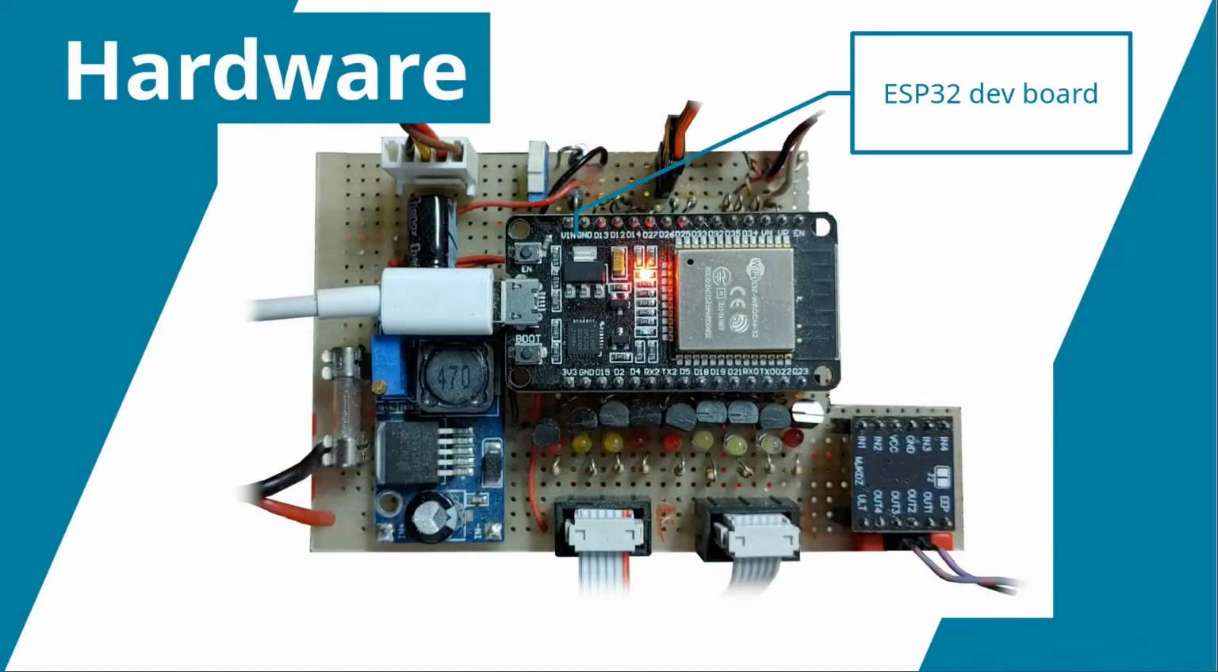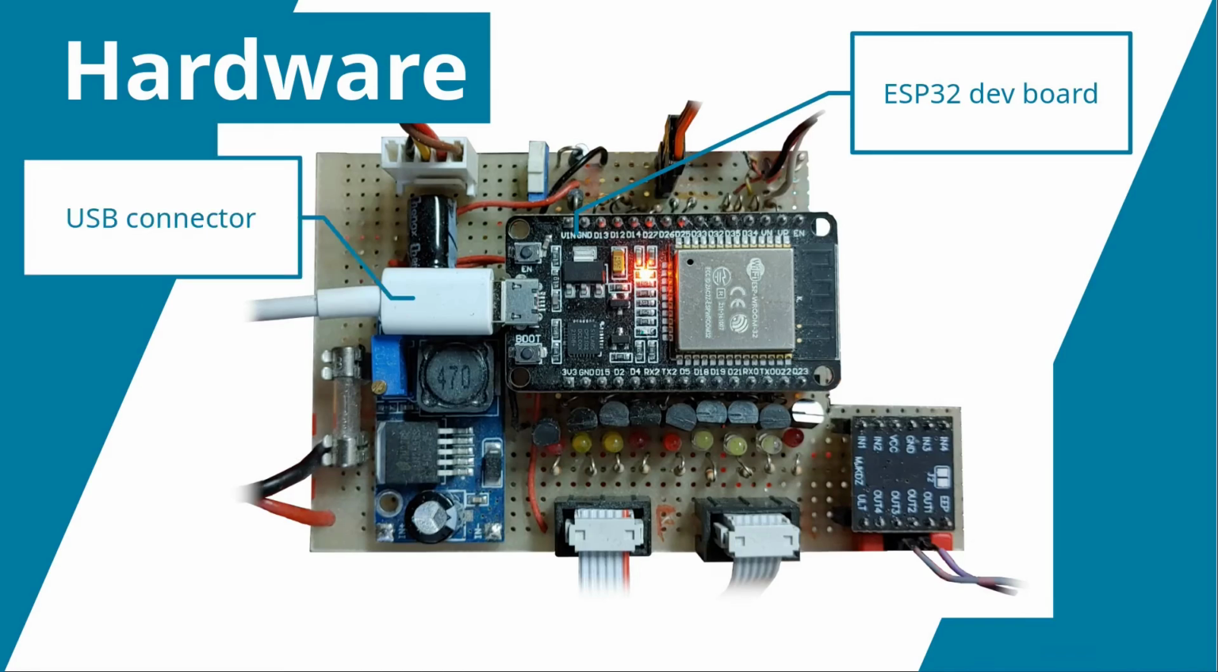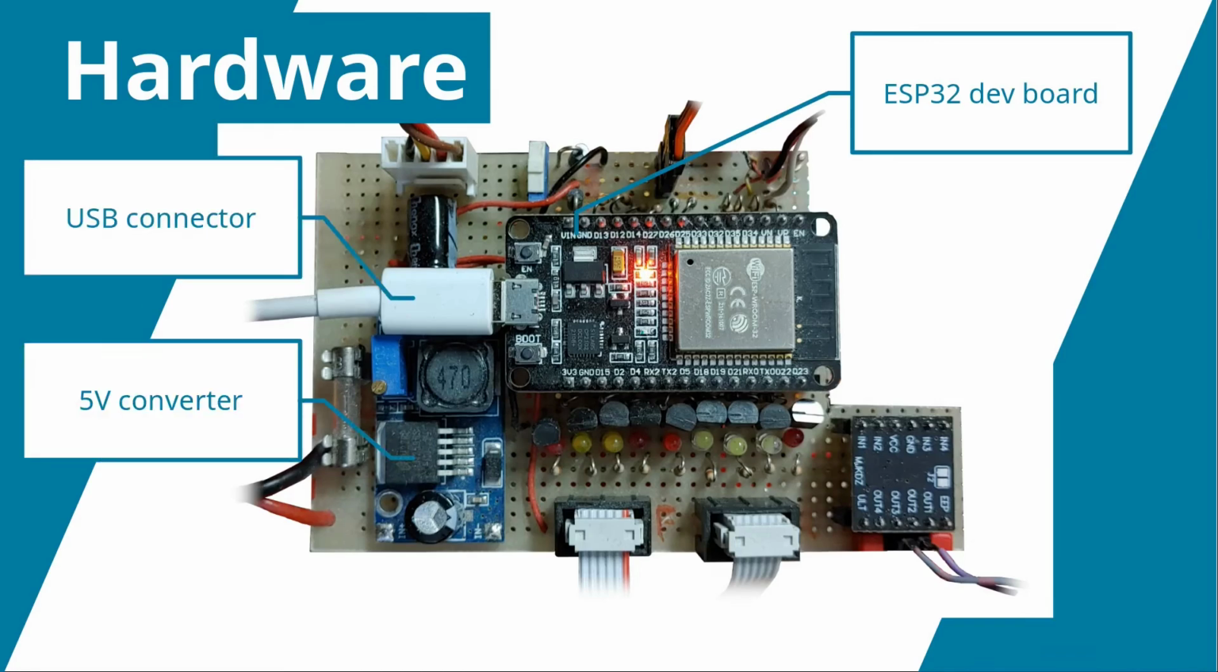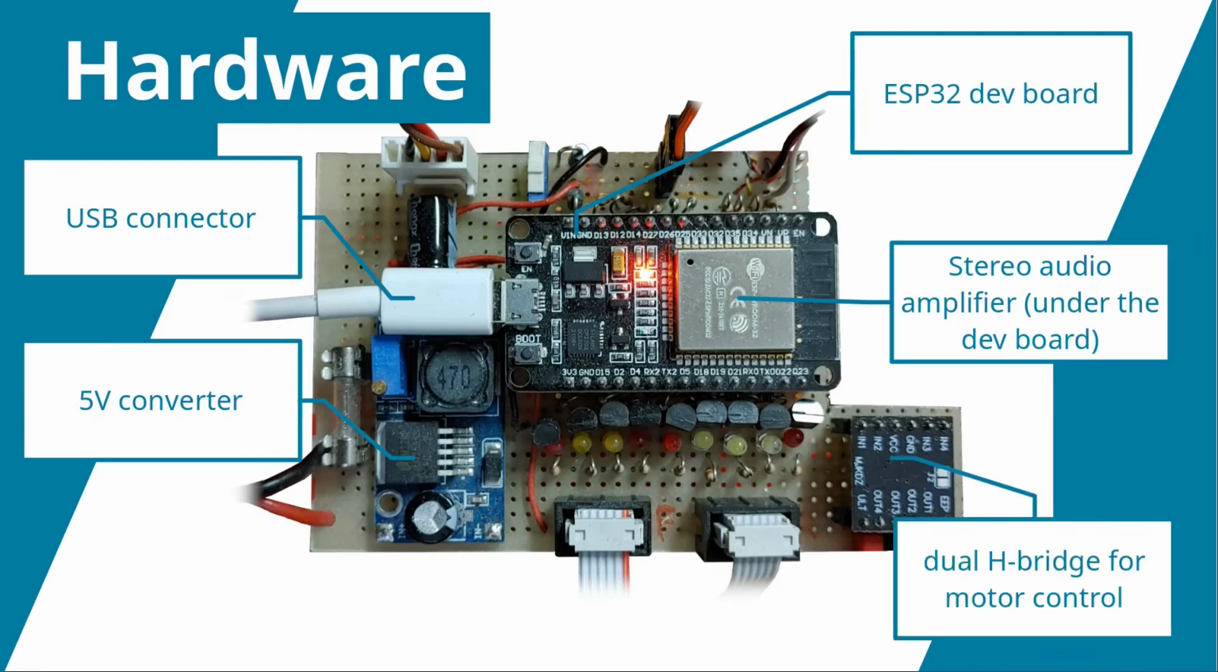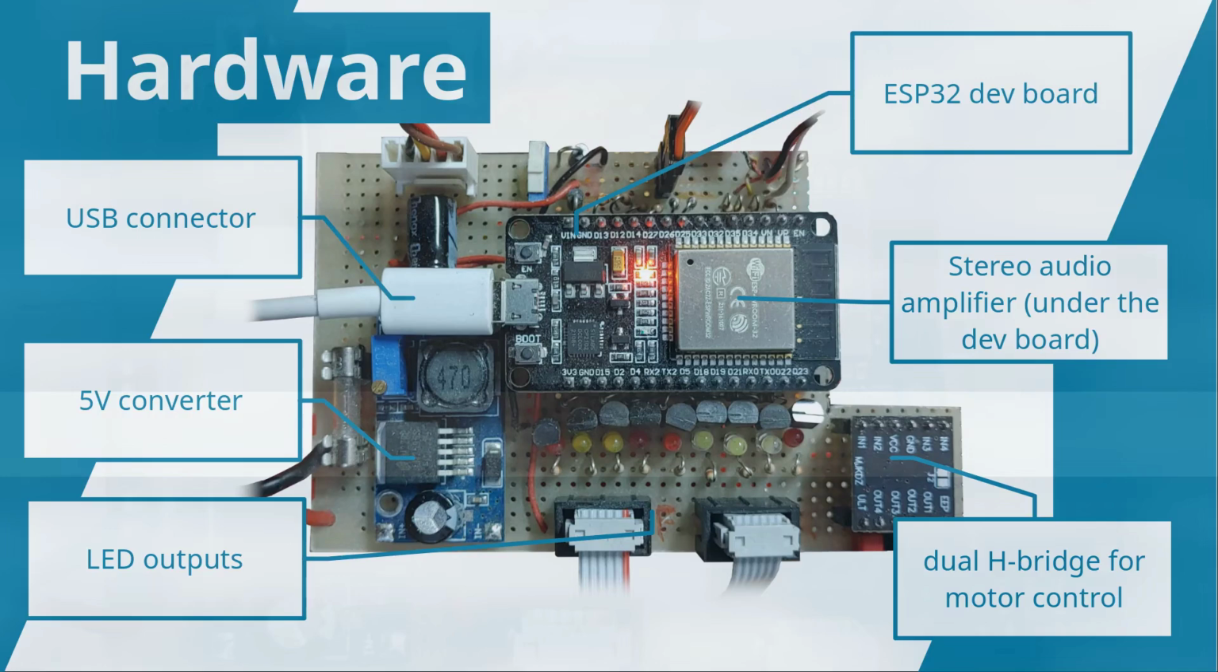The ESP32 dev board is now down to about €6. I also bought the voltage converter, a dual H bridge, and the stereo audio amplifier. The rest is just a couple of resistors and some transistors to drive the LEDs.